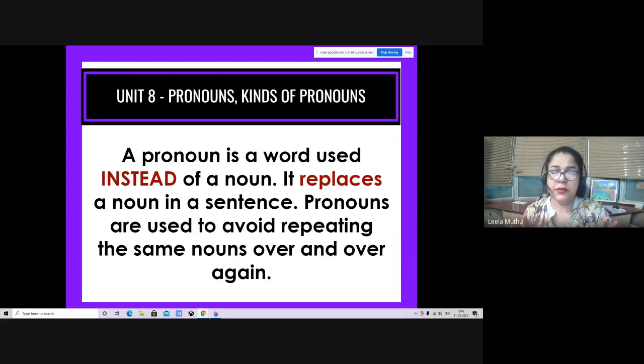So with a pronoun, usually you introduce the person in the first sentence and then you talk about that same person or noun using pronouns, to make it clear to everybody. A pronoun is a word used instead of a noun. It replaces a noun in a sentence. Pronouns are used to avoid repeating the same nouns over and over again because it sounds so odd, ridiculous, and weird. Now I'm going to go to the next slide.